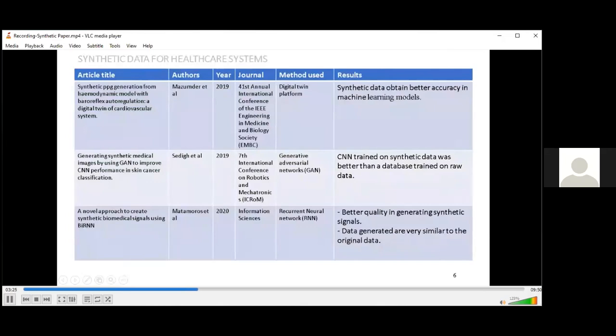Now we will talk about some of the related works on synthetic data for healthcare systems.